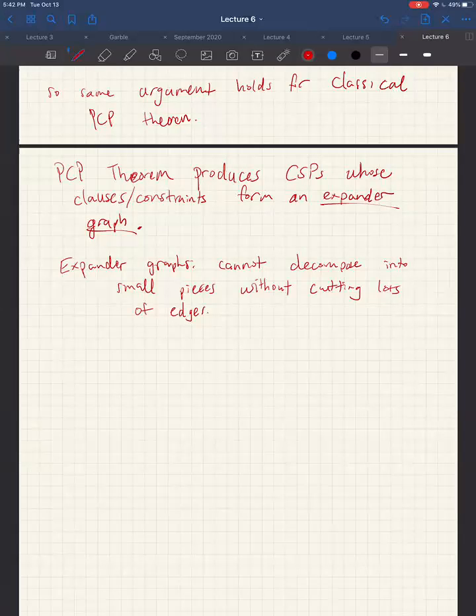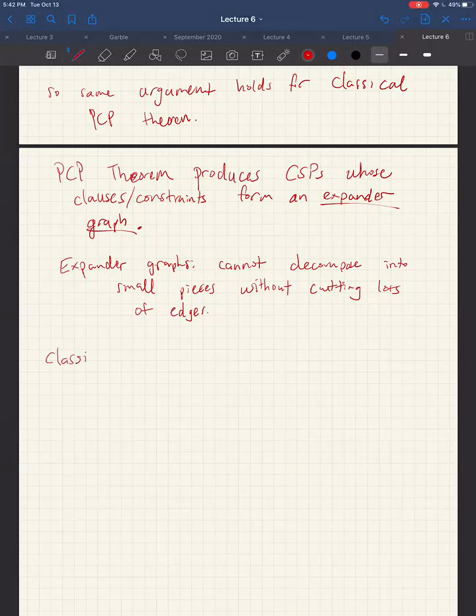Okay, so knowing this is what the classical PCP theorem produces, you might be inspired to say, well, maybe we can engineer local Hamiltonians where all the interactions lie on an expander graph, and maybe that's the way to go. This is a very natural thing. But what's funny is that if you go too far, it actually starts backfiring, right?